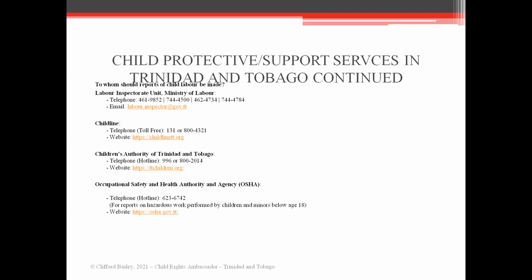Occupational Safety and Health Authority and Agency, OSHA. Telephone hotline is 623-6742 for reports on hazardous work being performed by children and minors below age 18. Website link osha.gov.tt.